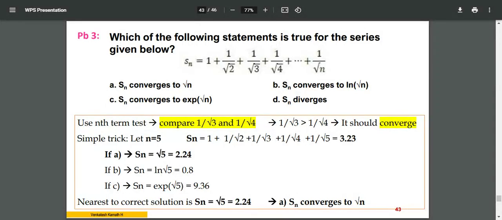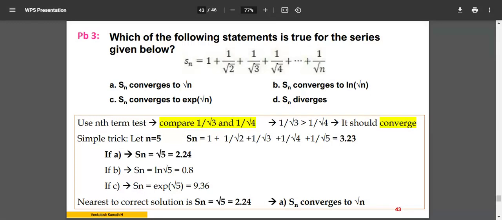So the first thing that should come to your mind is I want to compare whether it is diverging or converging. So what do you see here? Look at the consecutive numbers, one after the other: 1 by root 2, 1 by root 3. Compare their values. 1 by root 2 is higher than 1 by root 3, or 1 by root 3 is higher than 1 by root 4.